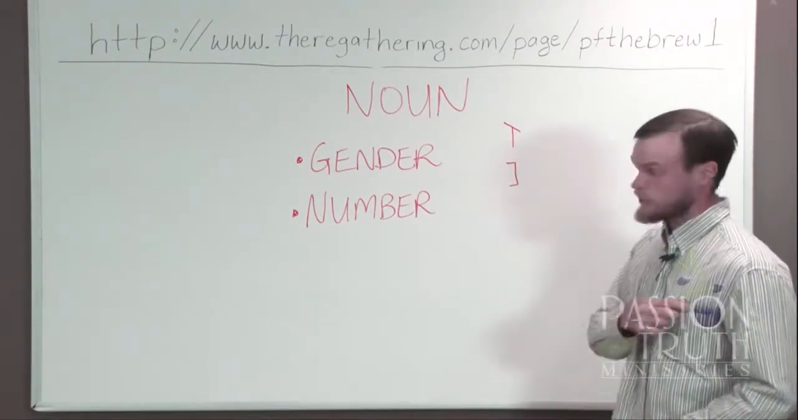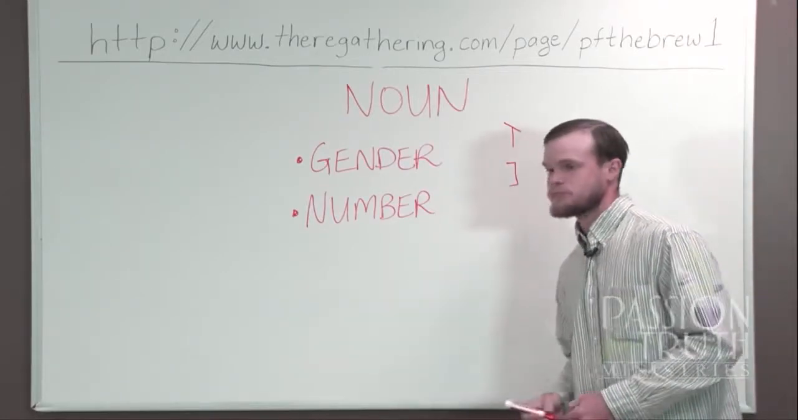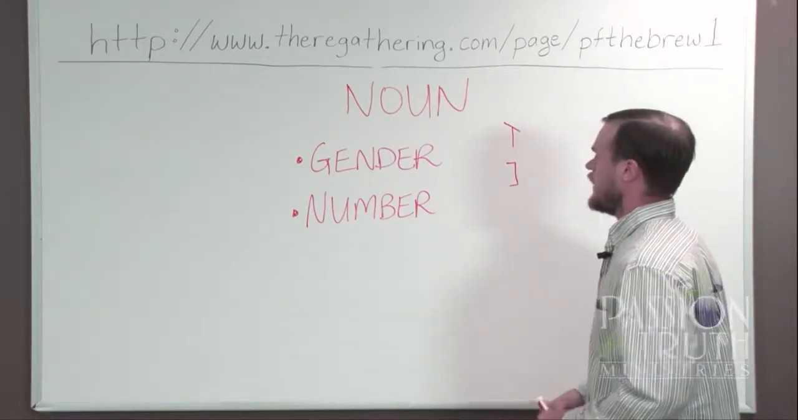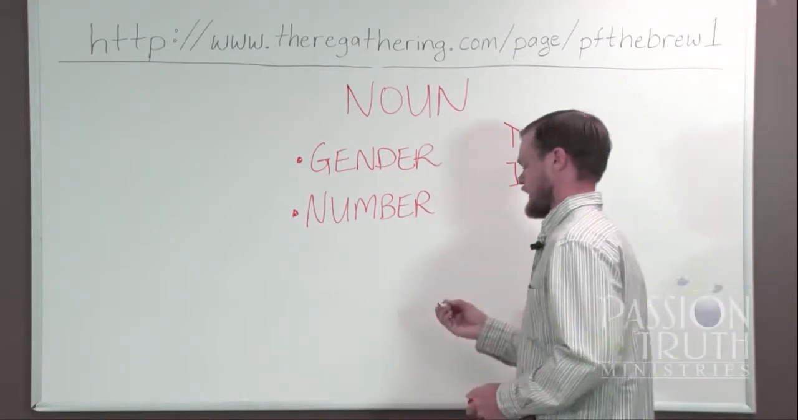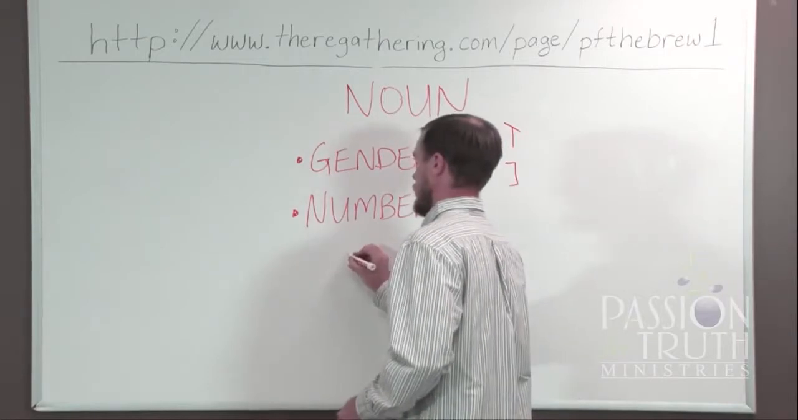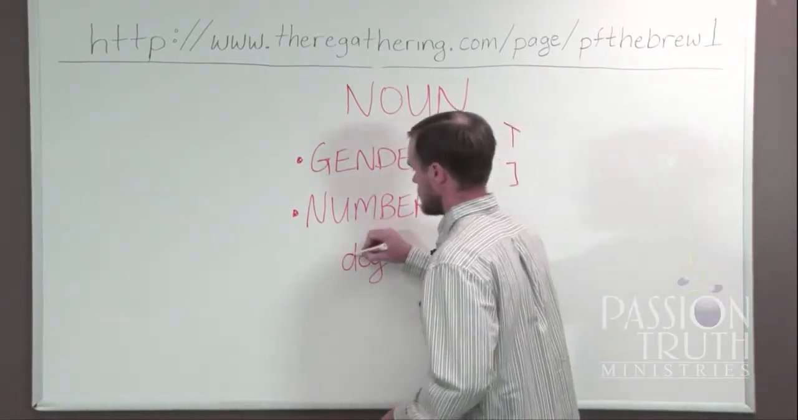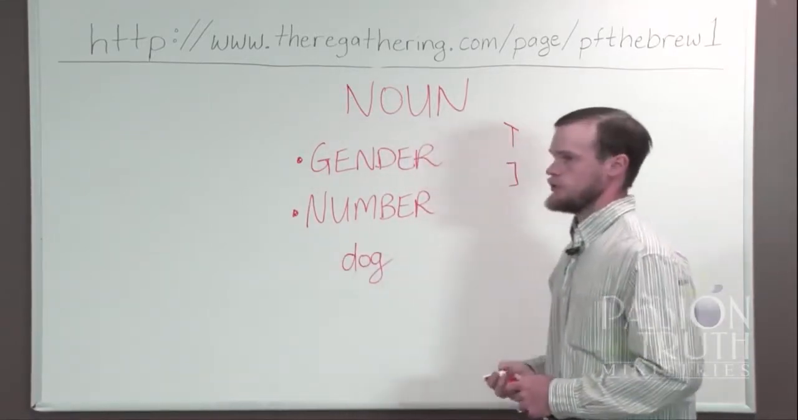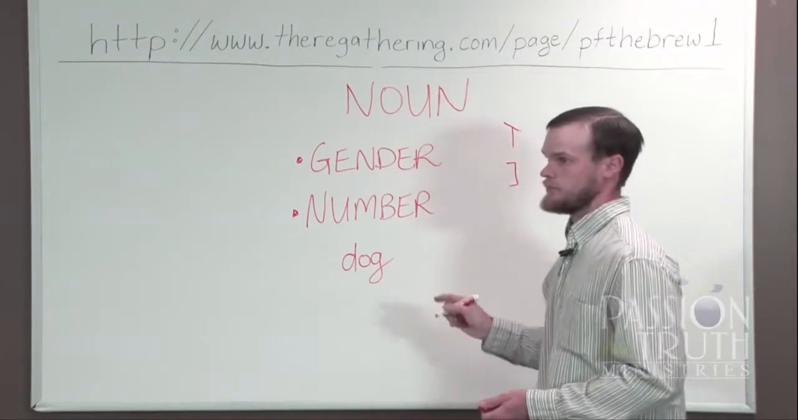The second property that every noun has is number. Number is a much easier concept to grasp. Okay, for an English noun, say dog, English nouns have number also. The number of dog is 1, because the word dog means one dog.